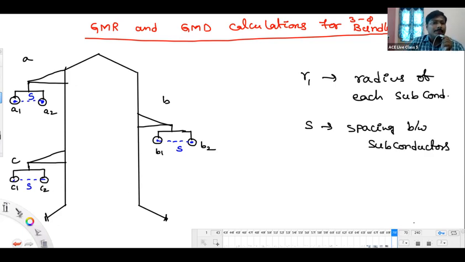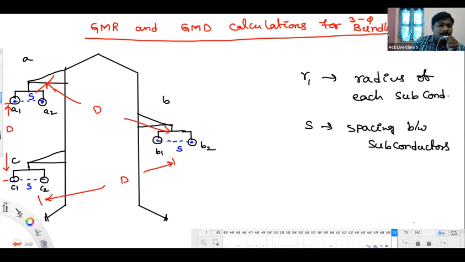Next, between A and B, the distance I am calling capital D. Between B and C we also have a distance of capital D, and between C and A also capital D. So capital D is the distance between the phases. Okay, done. Next.